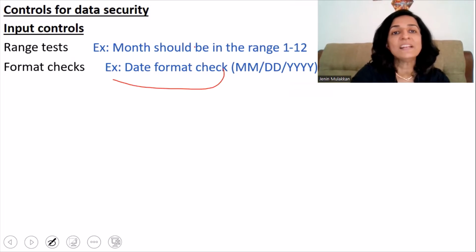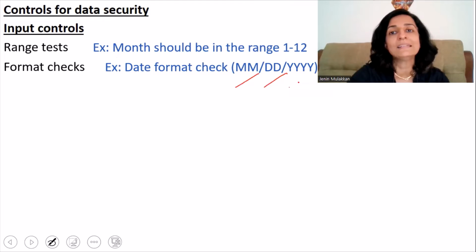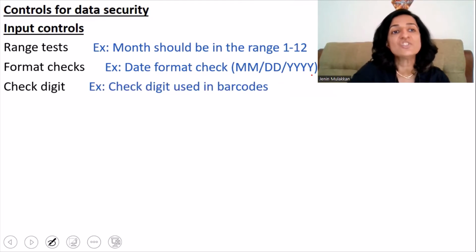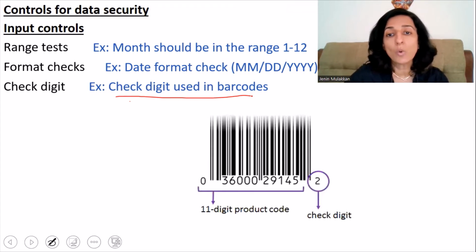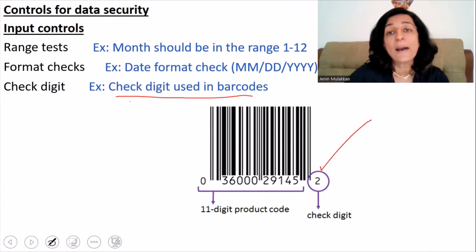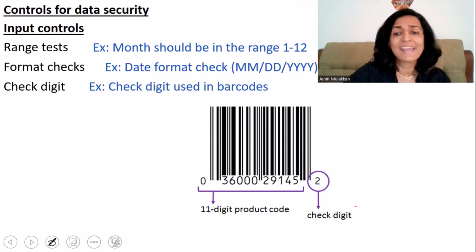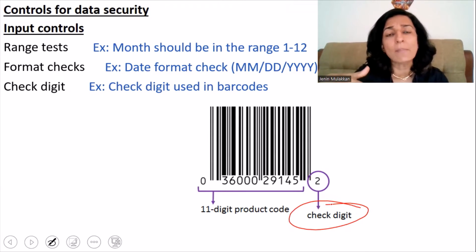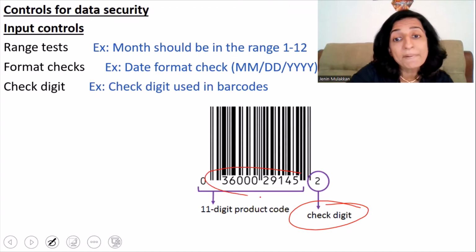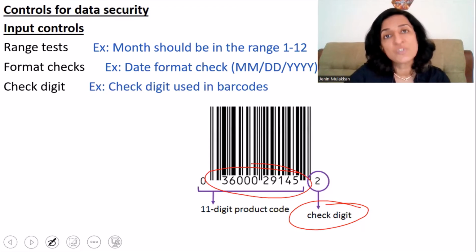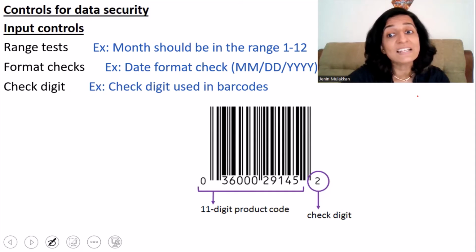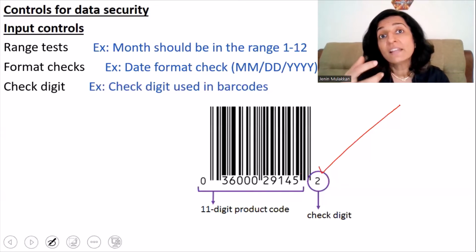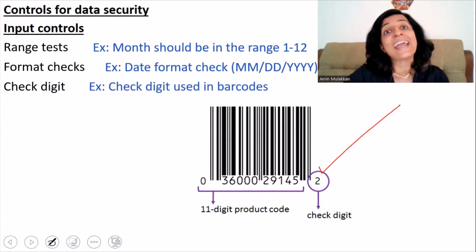Format checks. Example, the date format check. That is in the format of month, day, and year. Next is a check digit. Example, the check digit used in barcodes. Now, in the barcode, the last number is the check digit. And this check digit, it's not some random number. It is based on complex calculations of the preceding numbers, which means that each time the barcode is scanned, only if the result tallies with the check digit, the computer will accept the scanned data.